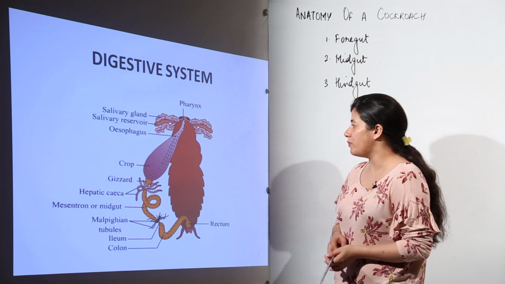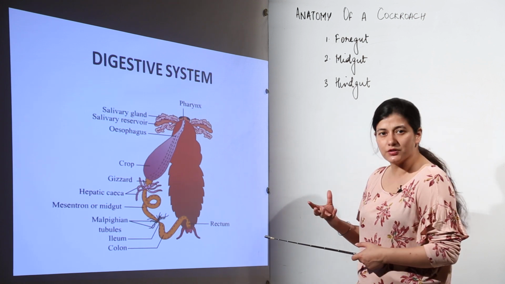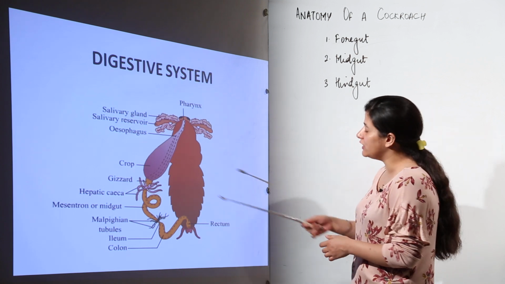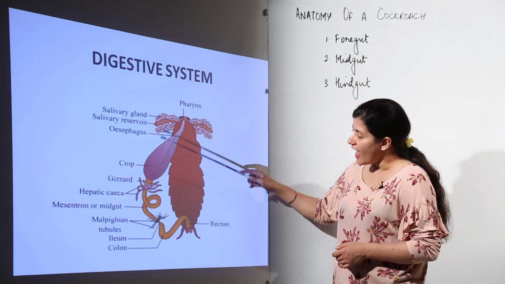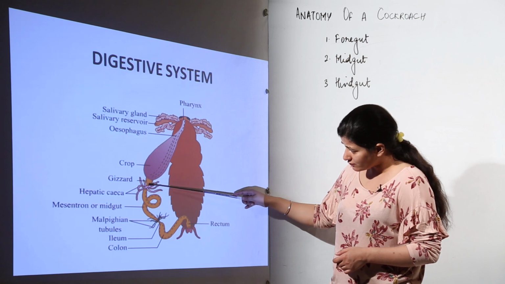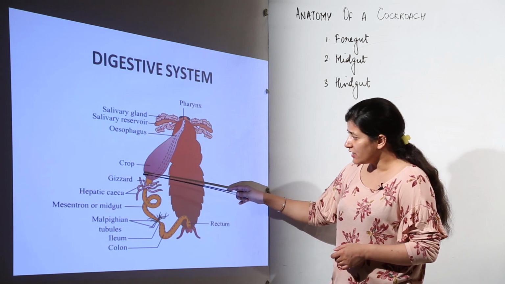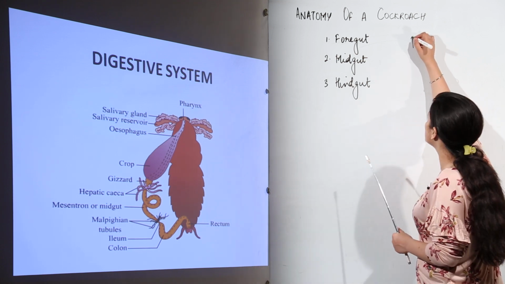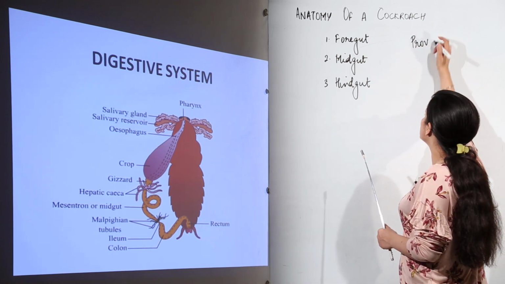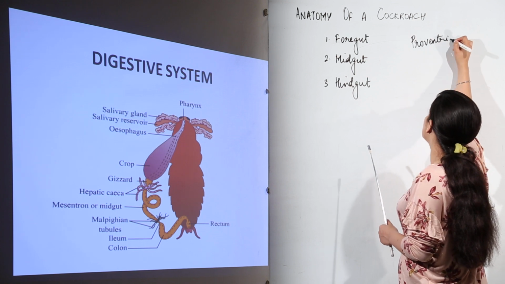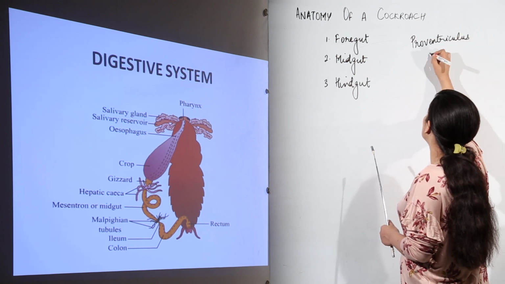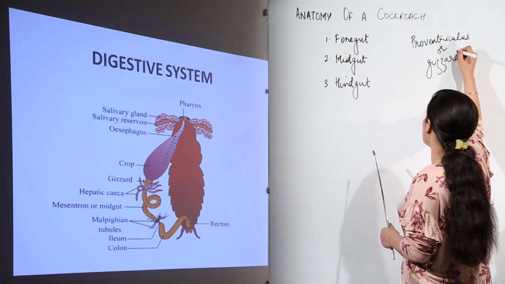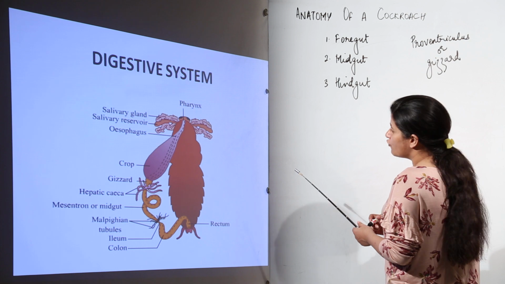Now what is this crop meant for? The crop is that part of the gut which stores food for some time. Whatever food the cockroach eats, it would store, and next is the gizzard. The other name for gizzard is proventriculus. I am just mentioning it here, you have to remember: proventriculus is the gizzard. With these parts we are done with the foregut.